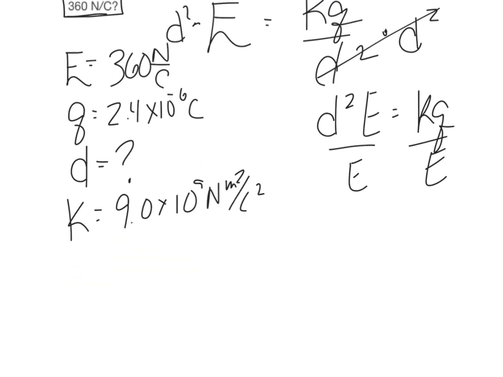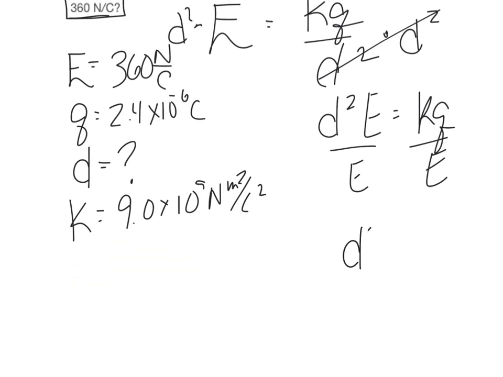And now my equation looks like this. D squared equals KQ over E. That's great, but it's still not solving for D, the distance. If I've got D squared and I want the distance separation, I actually have another step to take. That next step is the square root.